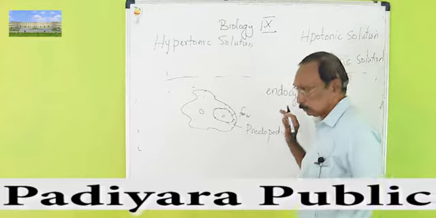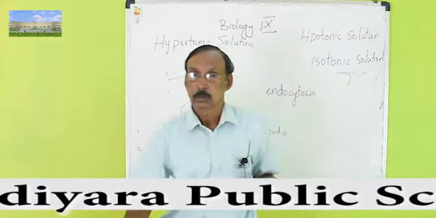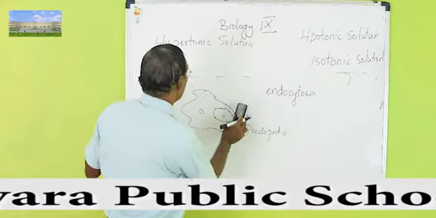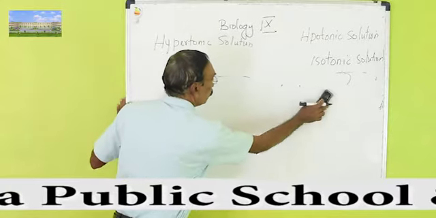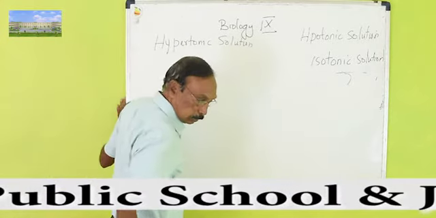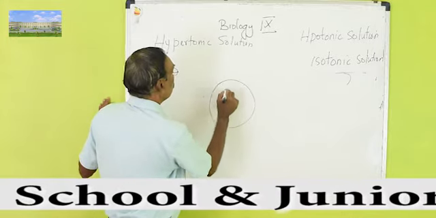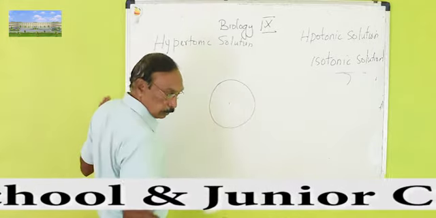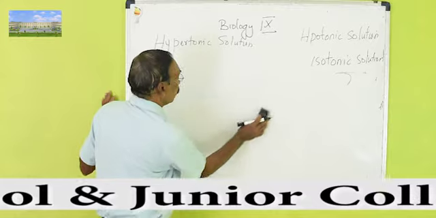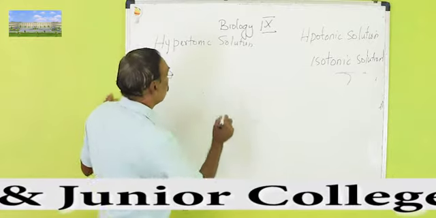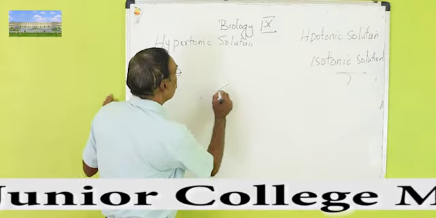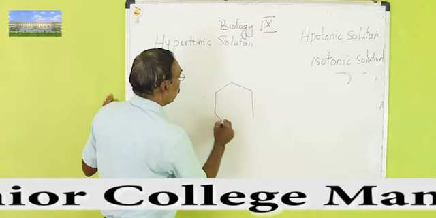Now in plants, you can see outside the cell membrane. The outermost covering of the cell, as I already told you, in an animal cell is the cell membrane or plasma membrane. But in plants, you can see there is one more covering outside. If it is a plant cell, drawing a plant cell.